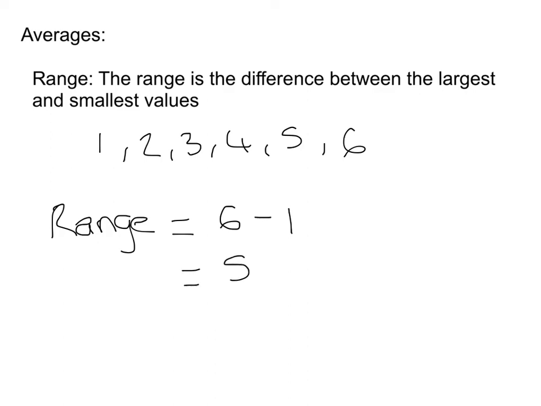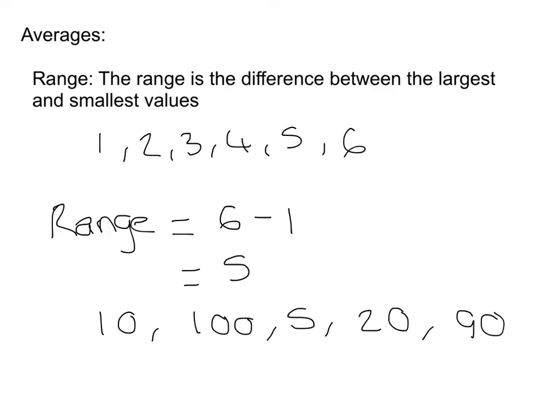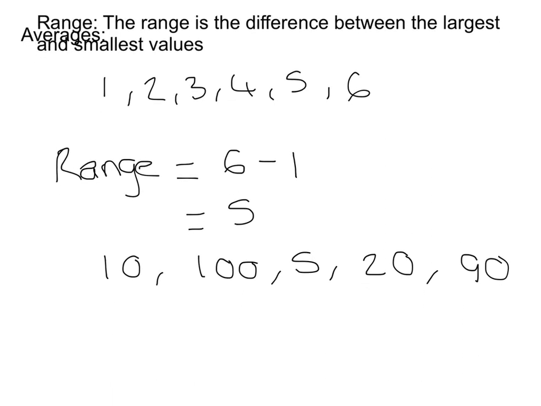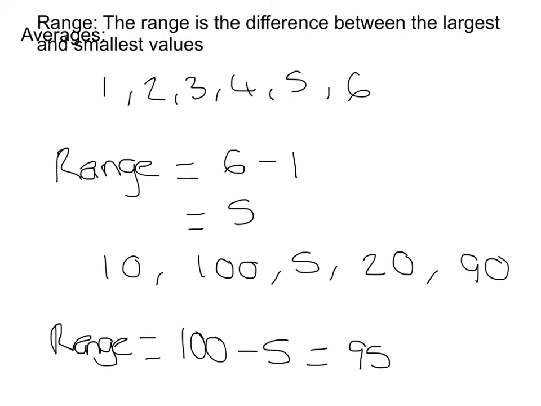What if I had a different set of numbers? What if we had, let's say, 10, 100, 5, 20, 90. Well, in this case, I do exactly the same thing, and that means that the first thing I do is say that my range is the difference between the biggest, which in this case is 100, and the smallest, which is 5, which leaves my range as 95.